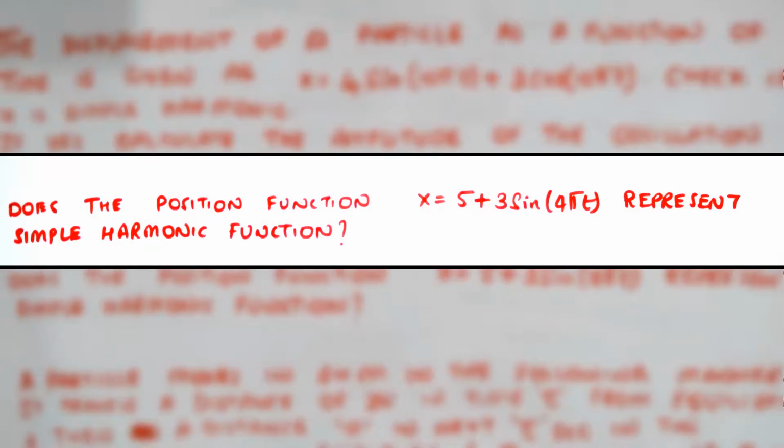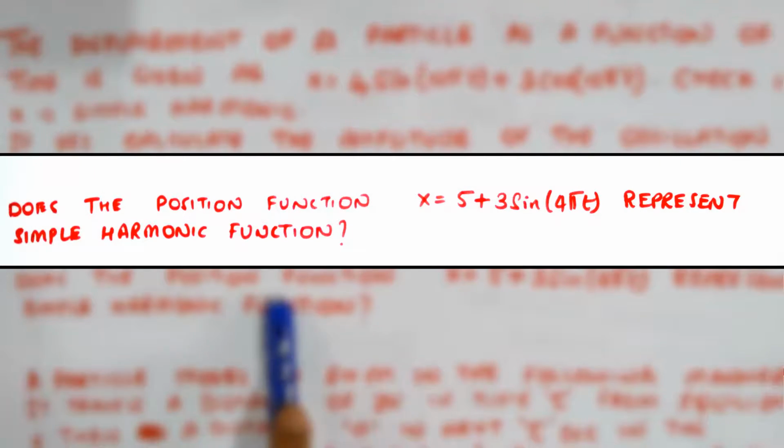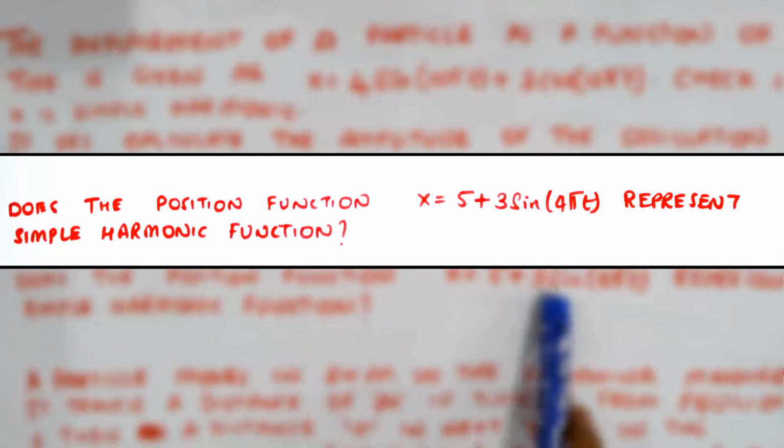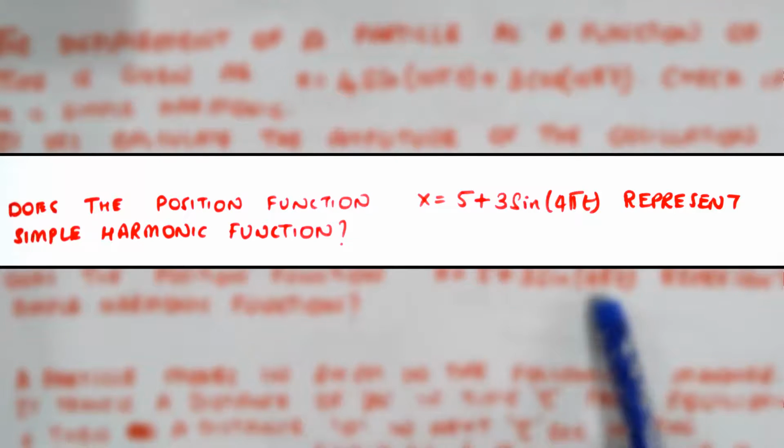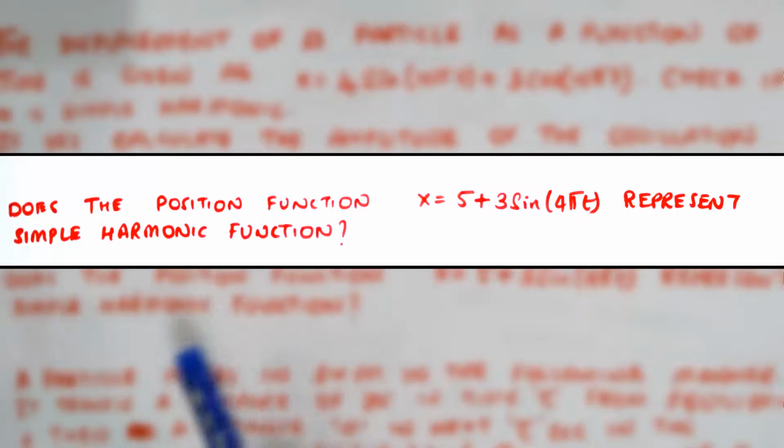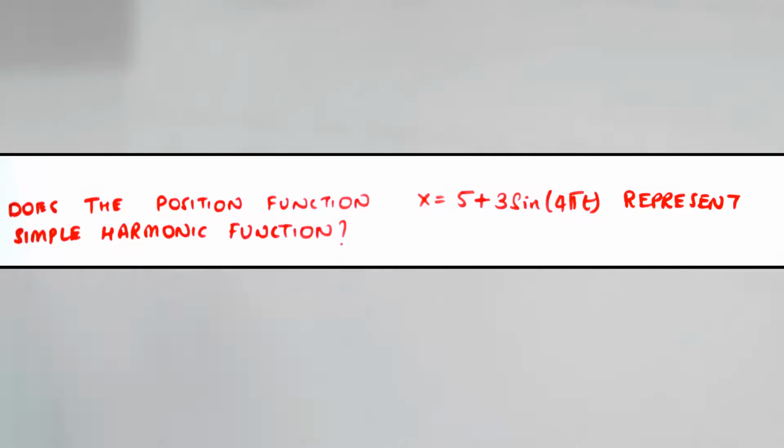Let's look at the next question. We have a question which says, does the position function x equals 5 plus 3 sine 4 pi t represent a simple harmonic motion? So we have to check whether this function is a simple harmonic. Okay, we know the drill. So let's write down that function.